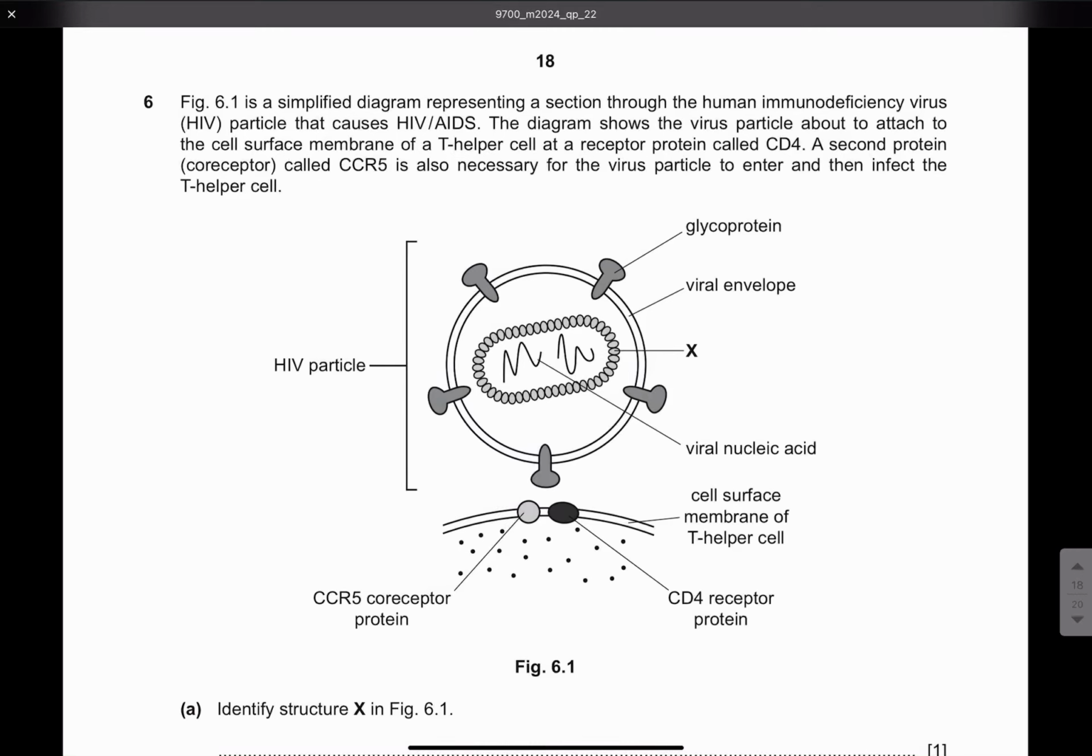Let's discuss the last question of this paper, that is question number 6. Figure 6.1 is a simplified diagram representing a section through the human immunodeficiency virus, HIV, particle that causes HIV or AIDS. The diagram shows the virus particle about to attach to the cell surface membrane of the T helper cell at a receptor protein called CD4. A second protein co-receptor called CCR5 is also necessary for the virus particle to enter and then infect the T helper cell.